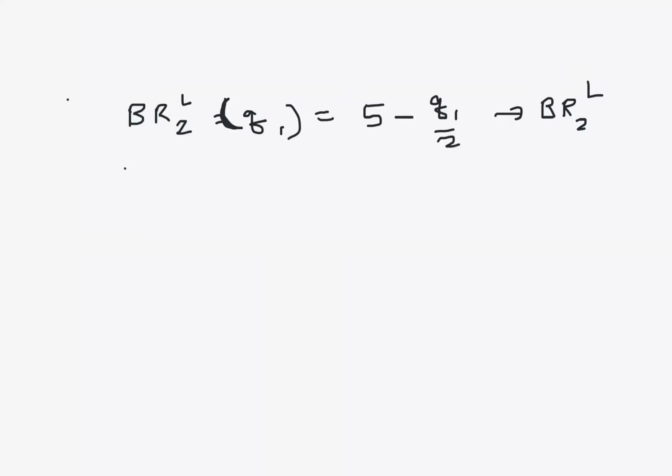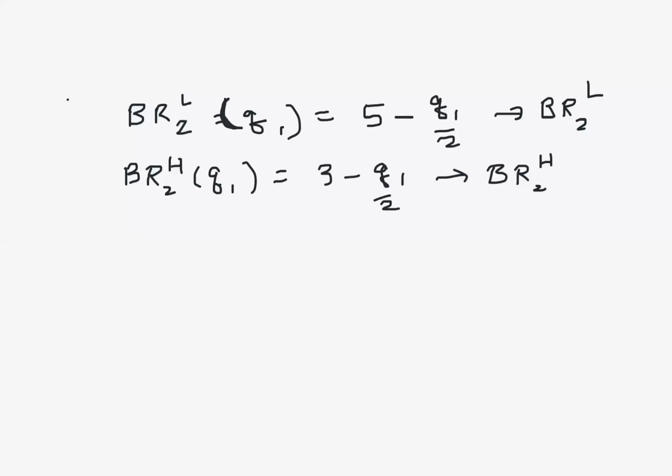And similarly, the best response function of the high cost type of firm 2 is equal to 3 minus Q1 over 2, when you take the partial derivative. Okay, so this is the best response function of the high cost type of firm 2. So next, we need to solve these 3 equations we got, right? We have 3 best responses here, and we can solve them simultaneously.